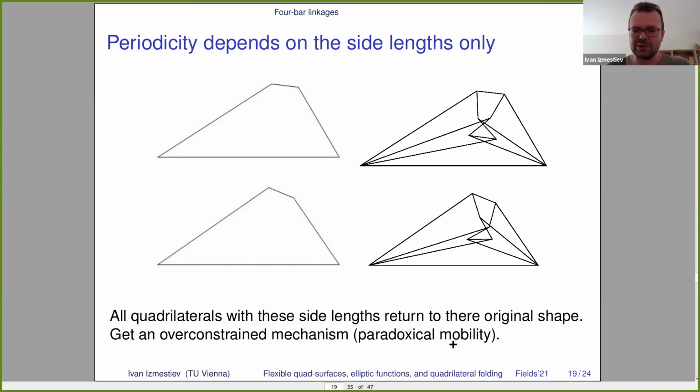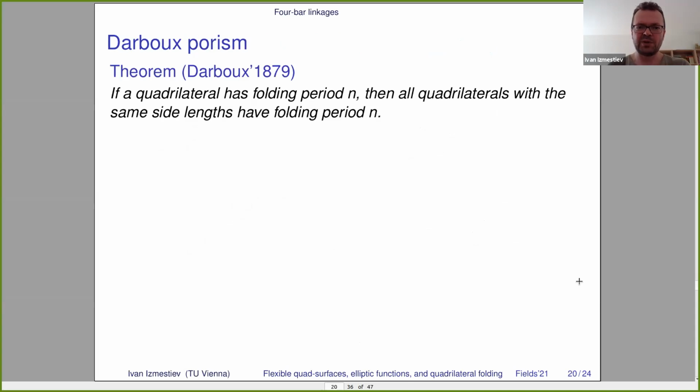And this is a paradoxical mobility because this framework has so many edges that it should not be flexible. It should be rigid. But for some particular edge lengths, it can be flexible, and so they are by the theorem that I just stated. This theorem was proved by Darboux many years ago. It says exactly what I just claimed: if a quadrilateral has folding period n, then all quadrilaterals with the same side lengths have folding period n.